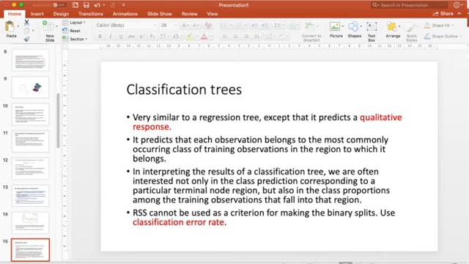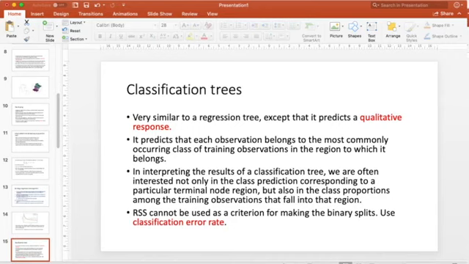As you can see, in the regression tree, the terminal nodes contain the mean of the response variable, but in the classification tree, the terminal node contains the most commonly occurring class. In interpreting the results of a classification tree, we are often interested not only in the class prediction corresponding to a particular terminal node region, but also in the class proportions among the training observations that fall into that region.